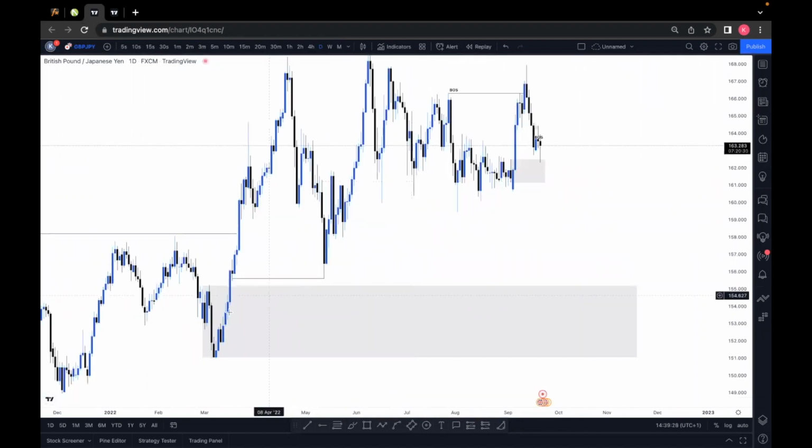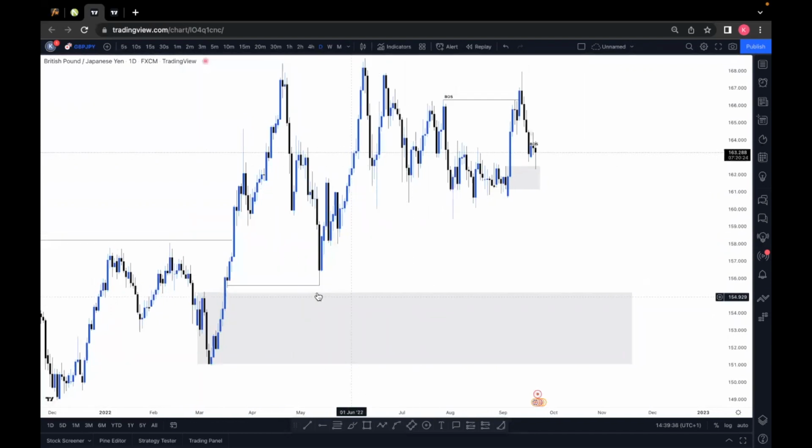Because it just came to below 50% discount of this range low and high, it's totally fine if price actually pushes to the upside. But I'm keeping this order block right here because we still have imbalances left right here. So there is a possibility that price can just take out these lows and push to the downside.